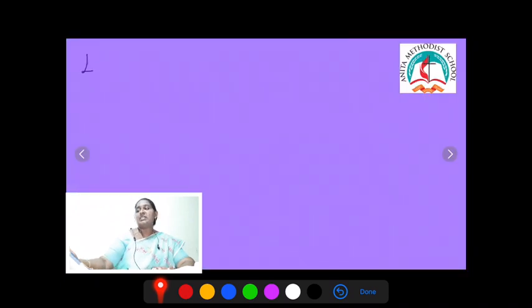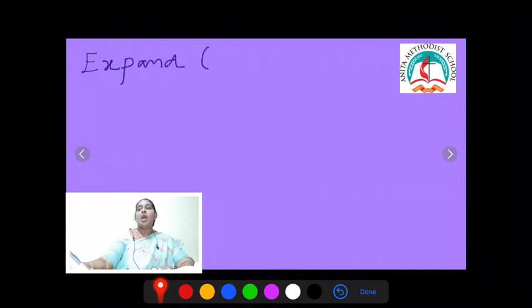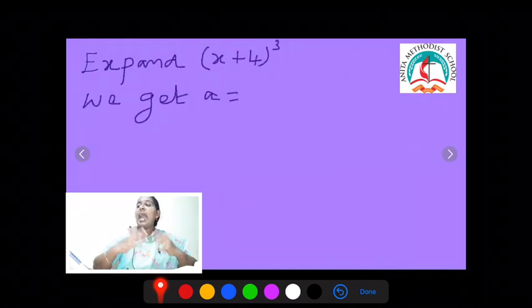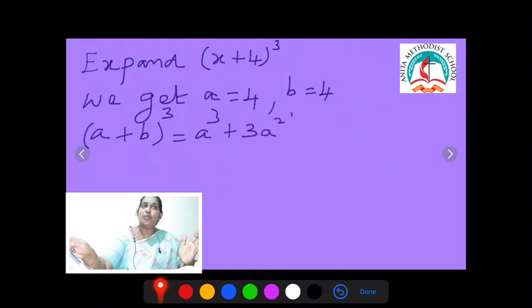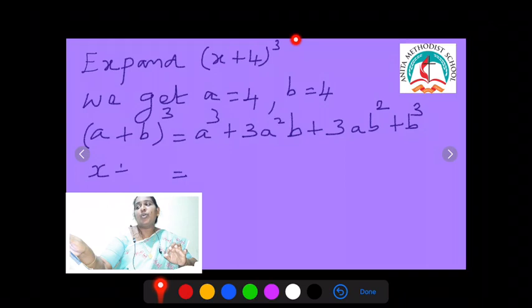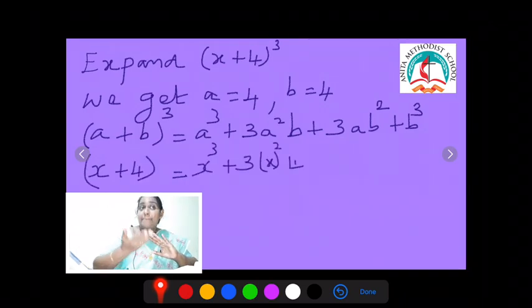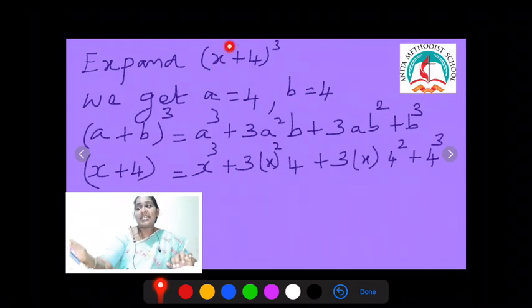Okay, now shall we see a problem, how to expand the identity. Okay children, expand x plus 4 the whole cube. What is the sum? Expand x plus 4 the whole cube. This is based on which identity? Based on a plus b the whole cube. So we get, instead of a, what do you have? x. Instead of b, what do you have?